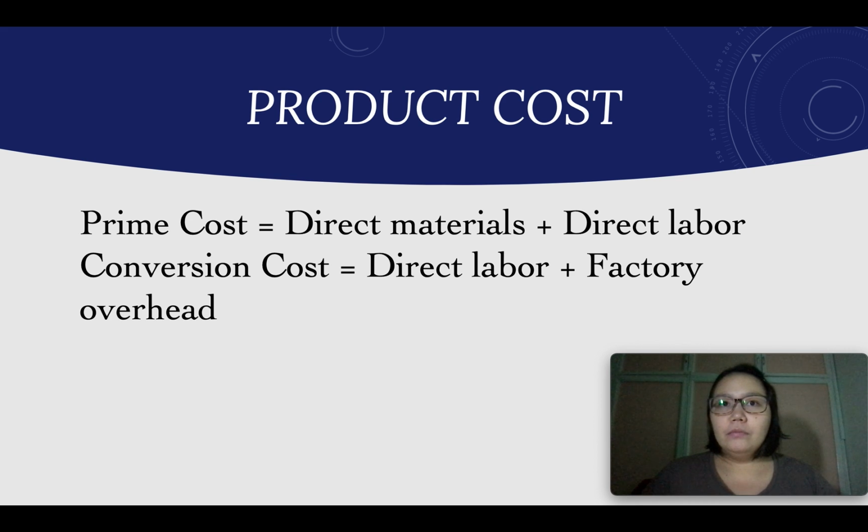So, still in product cost, when we add the direct materials and the direct labor, we will get the total prime cost. And then the conversion cost: the direct labor plus the factory overhead equals the total conversion cost. Okay? So, we call the direct materials and the direct labor as the prime cost because they are the primary items or things needed in order to manufacture the product. Whereas direct labor and overhead are called the conversion cost.